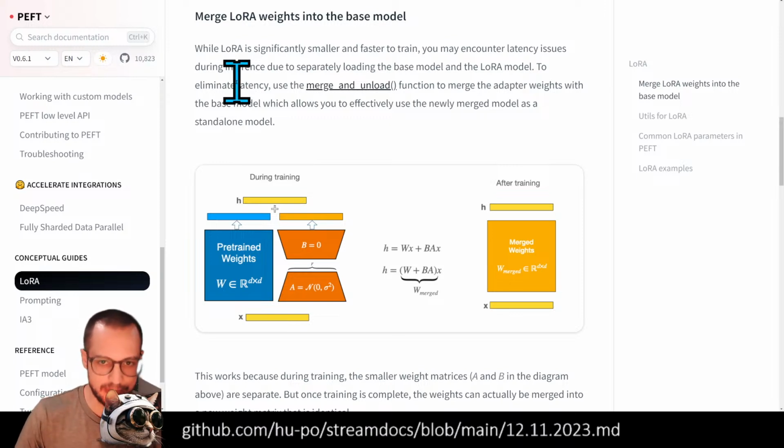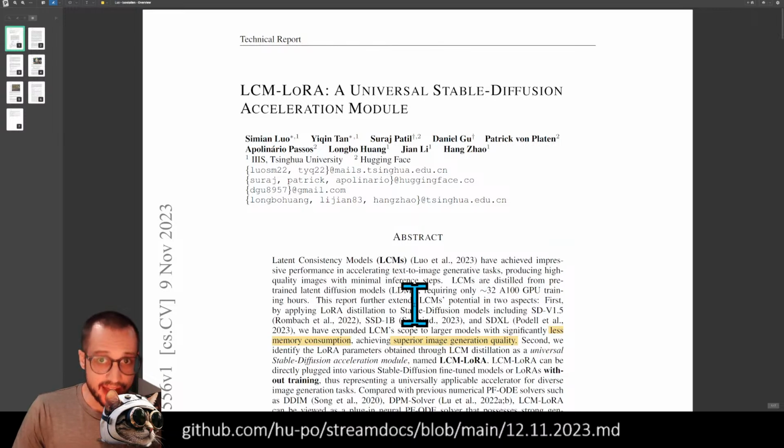If you're still confused about what a LoRA is, I would recommend reading this or maybe watching some of the other streams where we've gone over LoRAs. With that, let's go into the first paper here.